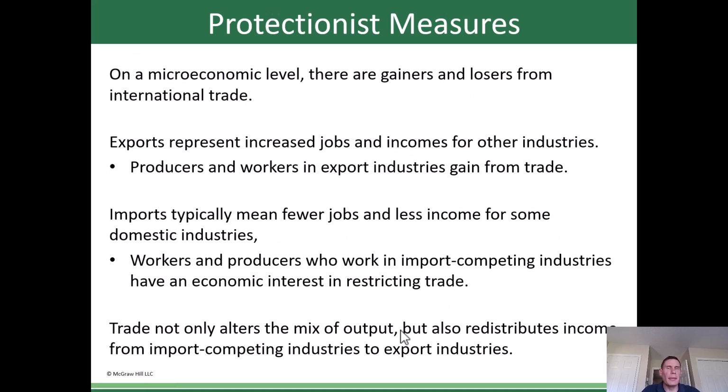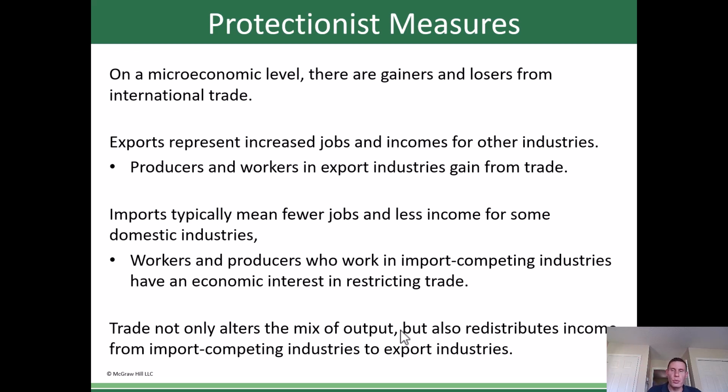All right, let's talk very briefly about protectionist measures. On a microeconomic level, there are winners and losers from international trade. Exports represent increased jobs and incomes for other industries. Producers and workers in export industries gain from trade because the demand from overseas is keeping them employed. Imports typically mean fewer jobs and less income for some domestic industries. Think about it like if the US is importing, say, steel from Canada, then the US doesn't need as many steel workers. That would be an example.